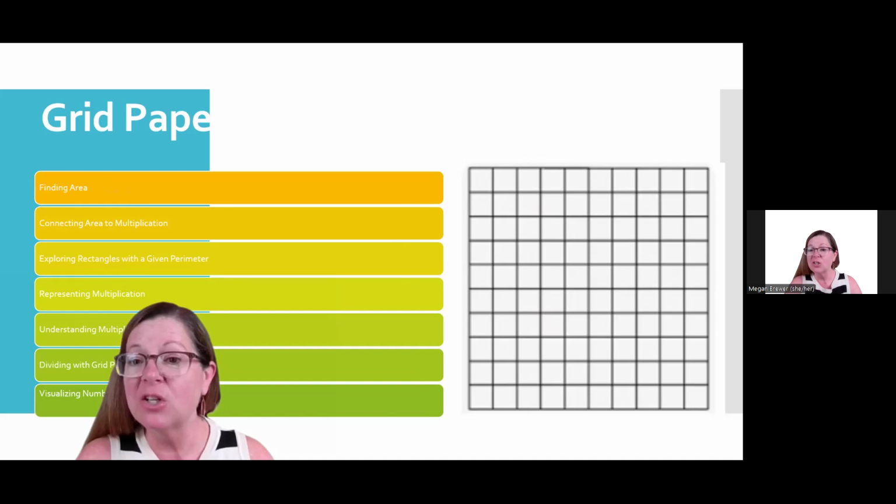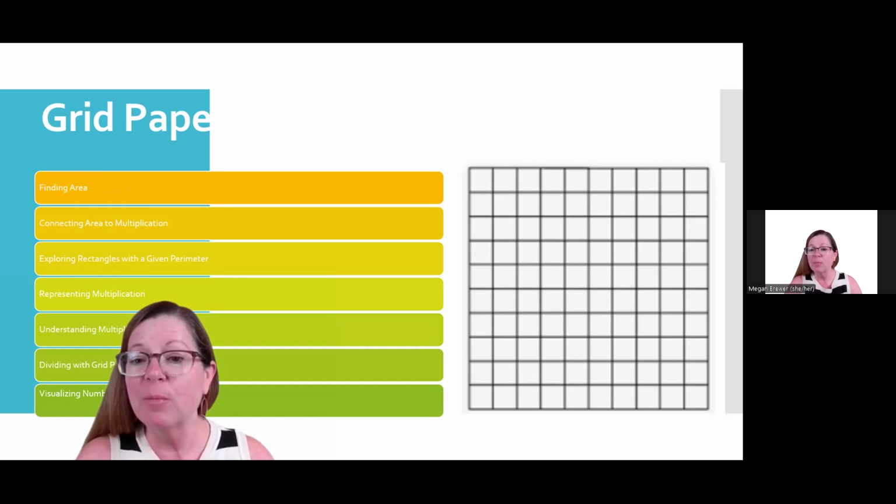Finding area. Students can use grid paper to draw rectangles or other shapes and count the square units within to calculate area. Connecting area to multiplication. By visualizing a rectangle as a rectangular array of squares, students can connect area calculations to multiplication. Area equals length times width, just like we were talking about with inch tiles.